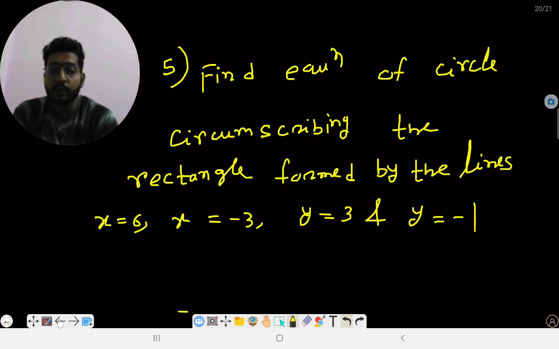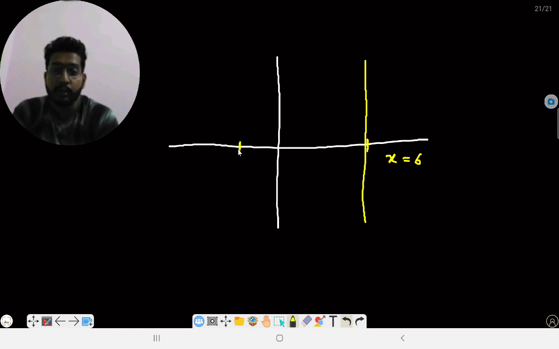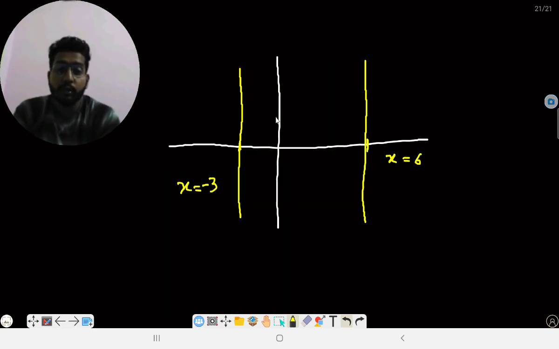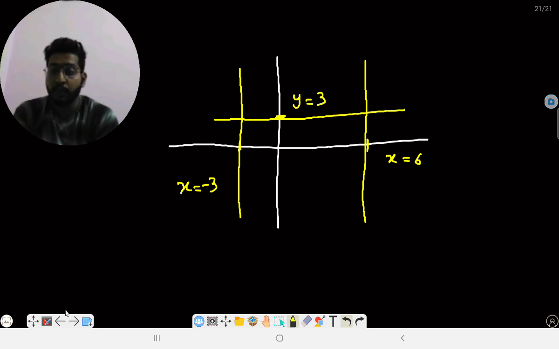Now the next line is x equals minus 3. Suppose this is x equals minus 3, and I draw this line. Done. Now next is y equals 3. Suppose this is the y equals 3 line, and it will look like this. Now the next line is y equals minus 1. Look, this is the x-axis and this is the y-axis, and this one is y equals minus 1.